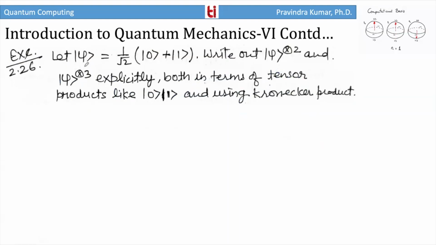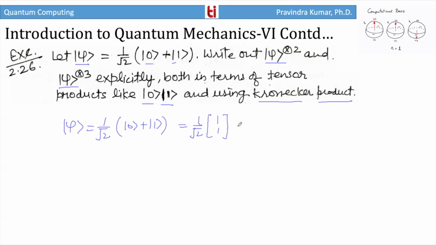Now let us take another example. The quantum state psi is represented as 1 by root 2 times ket 0 plus ket 1. Find the tensor product of itself with order 2 and with order 3 explicitly, both in terms of tensor products like ket 0, ket 1, and using the Kronecker product. So here the quantum state psi is 1 by root 2 times ket 0 plus ket 1. I can also write it as 1 by root 2 times [1 1], where the first entry is for basis ket 0 and the second is for basis ket 1.